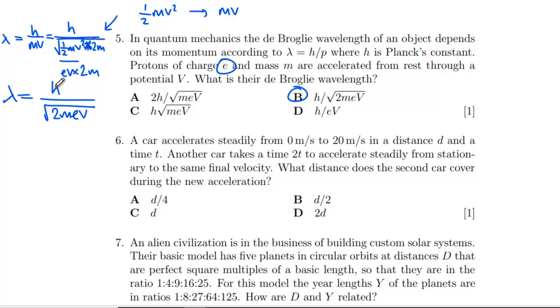A car accelerates steadily from 0 to 20 meters per second in a distance d and time t. Another car takes a time 2t to accelerate steadily from stationary to the same final velocity. What distance does the second car cover during the new acceleration? So distance covered is average velocity multiplied by time. They've both got the same average velocity of 10. So this one's just taking twice as long, so it's going to go twice as far. So D. That's a really quick one.